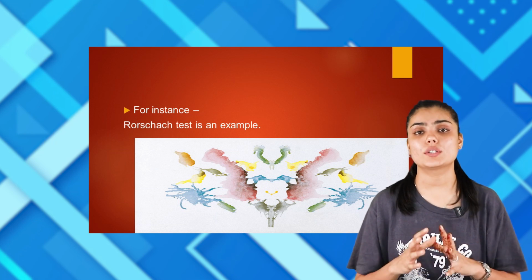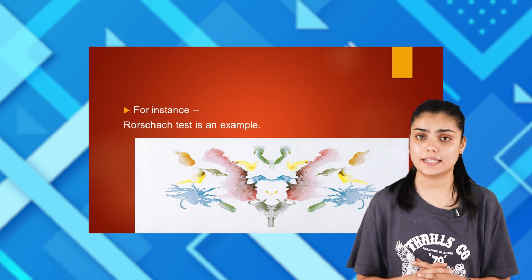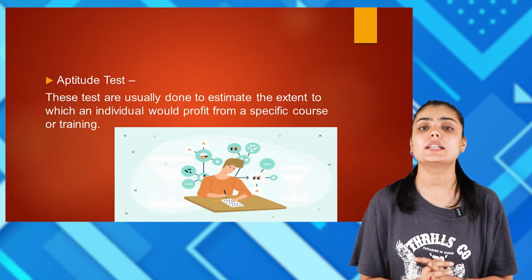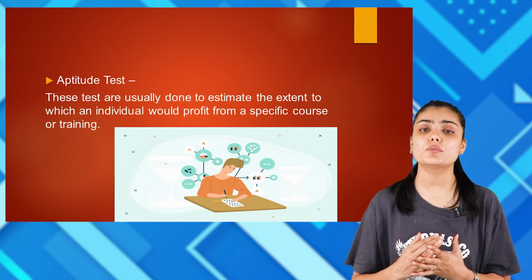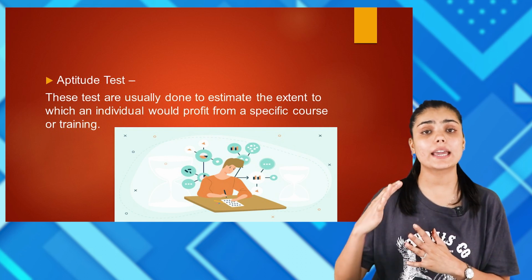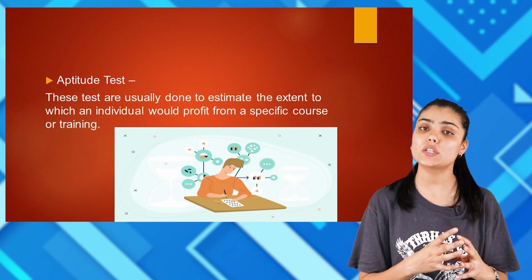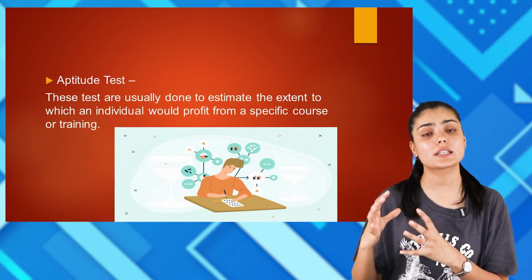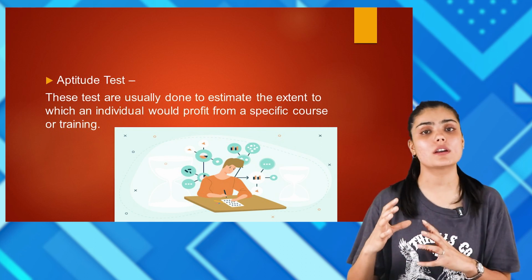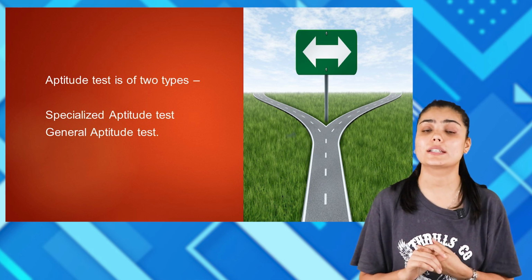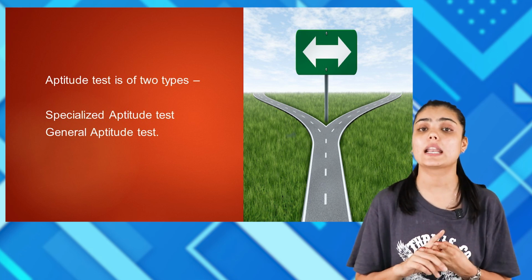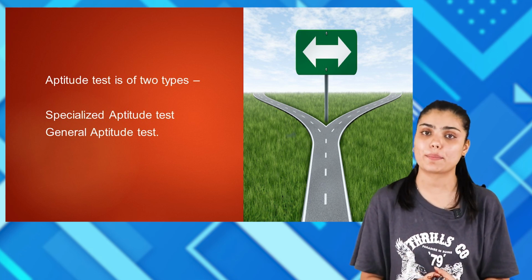An example of a psychological test is the Rorschach test. The next type of psychological test is aptitude test. Aptitude test is usually done to assess the extent to which an individual would profit from a certain specific course or training. There are two types of aptitude test. One is called specialized aptitude test and another one is called generalized aptitude test.